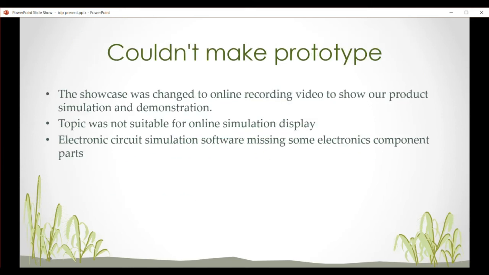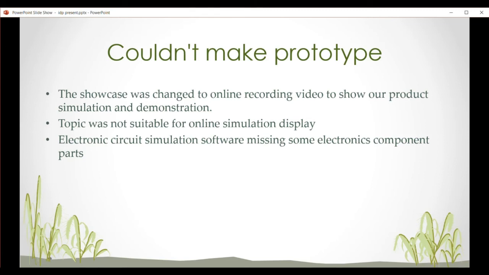Next is not being able to make the prototype. Basically, our IDP showcase wanted to show a prototype that we had created. Because of MCO, the showcase was cancelled and changed to an online recorded video to show our product simulation and demonstration. Because of this, our topic was not very suitable for online simulation display. This is because of a lack of some hardware, which also made it impossible to test our program code.